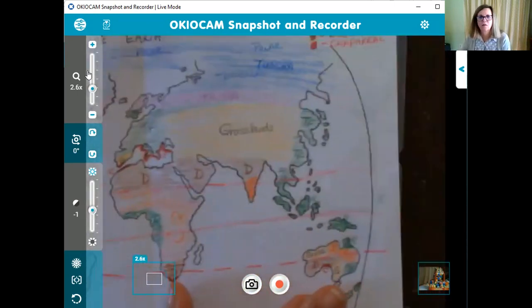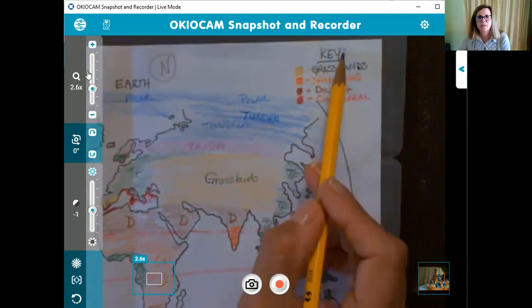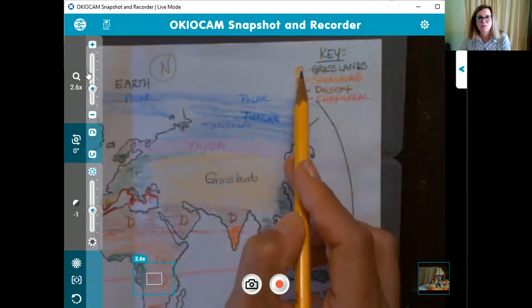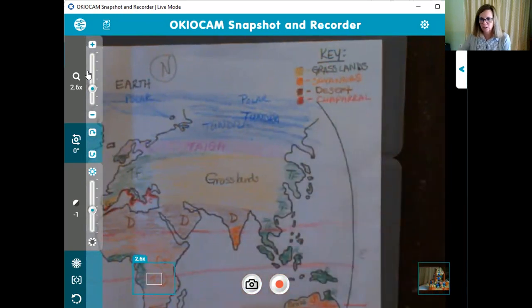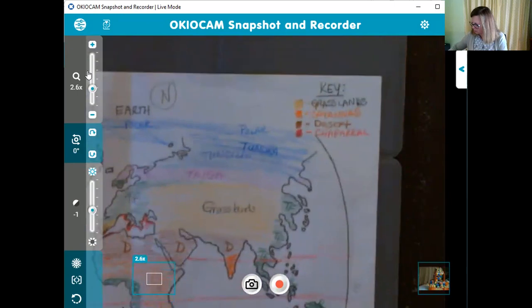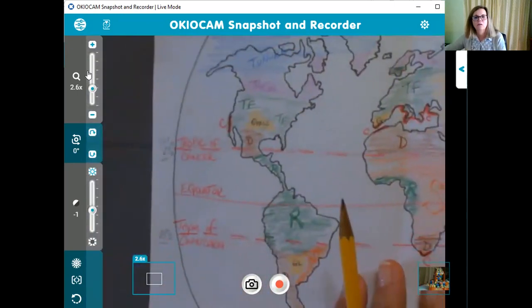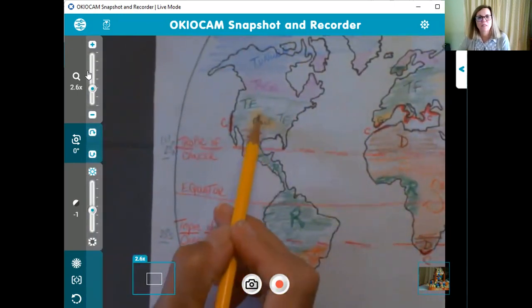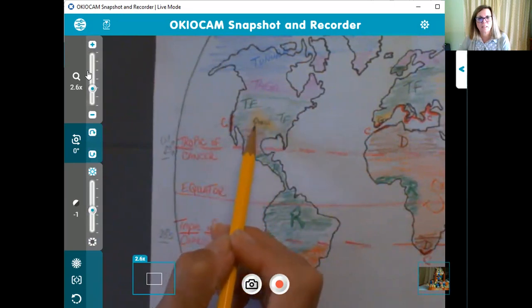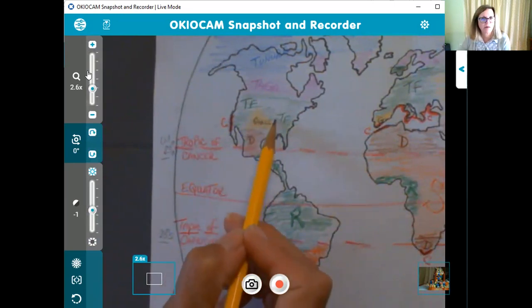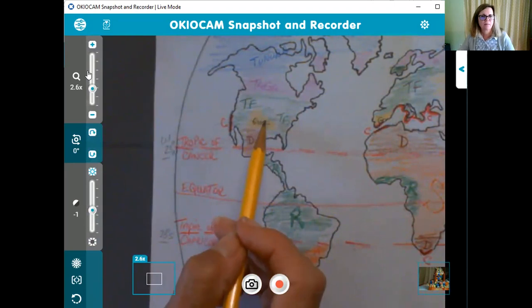Let's move on. Our next couple of items in our key are the grasslands, and the grasslands are a light orange. So let's go here. We'll start over on the western side in North America. The middle of the United States is known as the grasslands area. Okay, that's known as the prairie. When we talk about the prairie, it's the same thing.